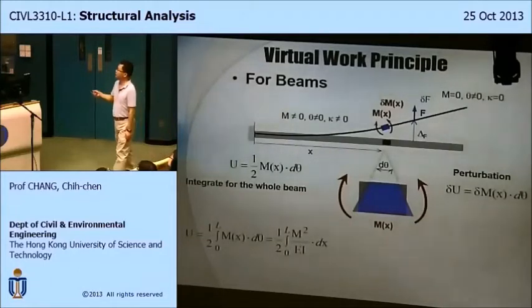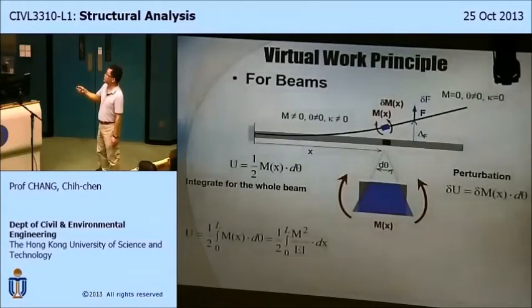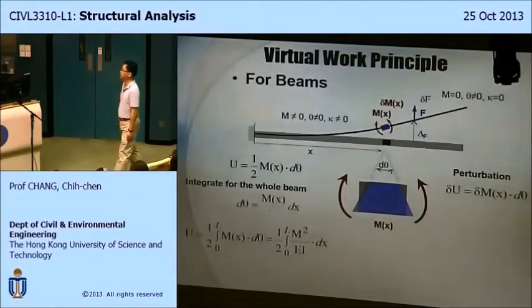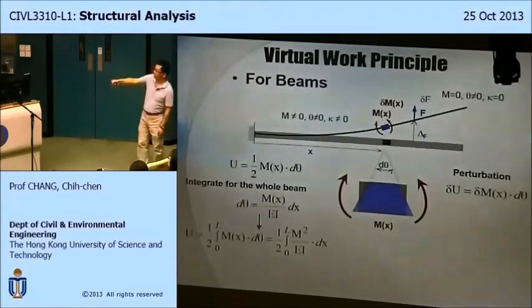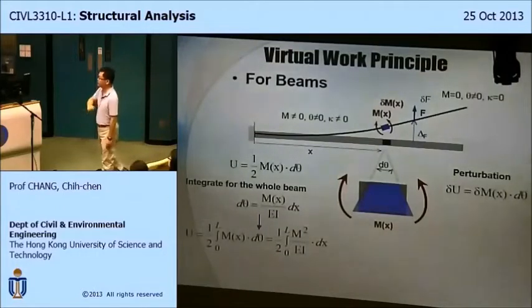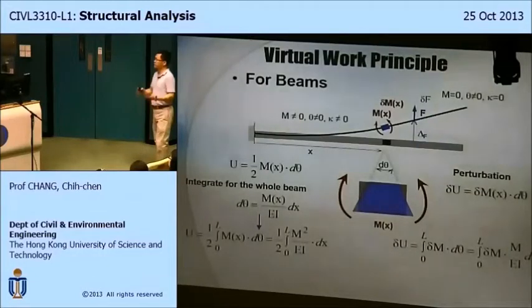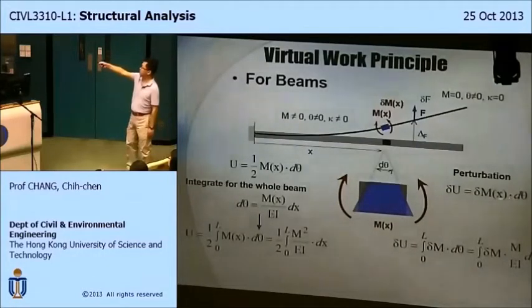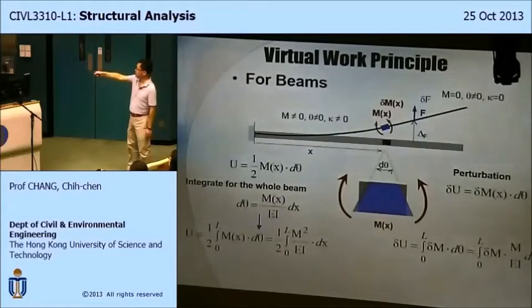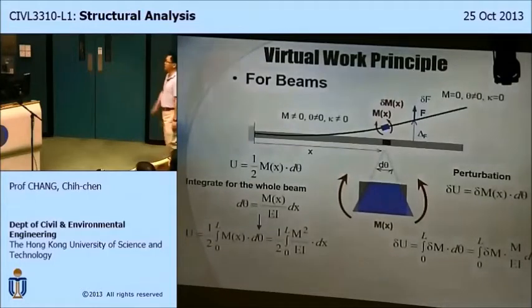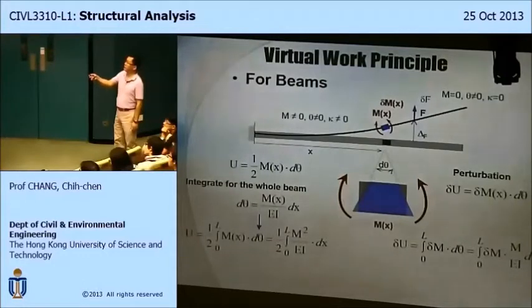Now, how about the strain energy due to the actions of virtual force? The equation is obtained using that relationship. I forgot to mention, under the actions of virtual force, the virtual strain energy, just step from there, integrate for the whole beam, and then using the same relationship, you get this expression. This is the perturbed strain energy due to the actions of delta F.